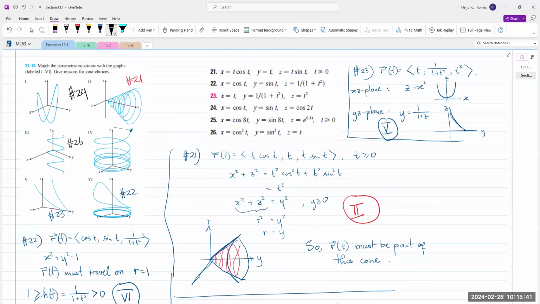Okay, now you can see number 25. At least when you catch the x and y, notice that x squared plus y squared equals 1, yet the c is increasing, right? In fact, it is increasing faster and faster. So by just thinking that way, it must be on the cylinder with axis z-axis and radius 1, and the curve is actually going up faster and faster, right? Then it must be graph number 4. This is graph number 4, and this is for number 25.